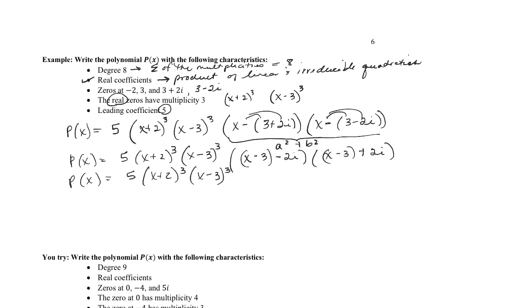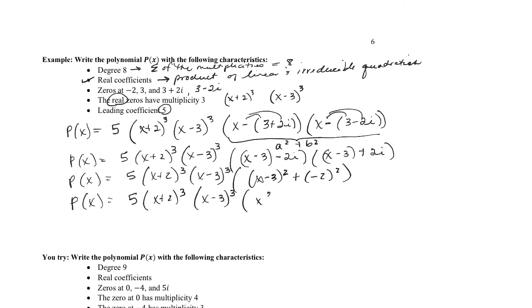A is x minus 3, so this is (x minus 3) squared. B is either 2 or -2. And we'll simplify. P of x equals 5 times (x plus 2) cubed, (x minus 3) cubed. (X minus 3) squared is x squared minus 6x plus 9. -2 squared, of course, is +4. We're almost there.